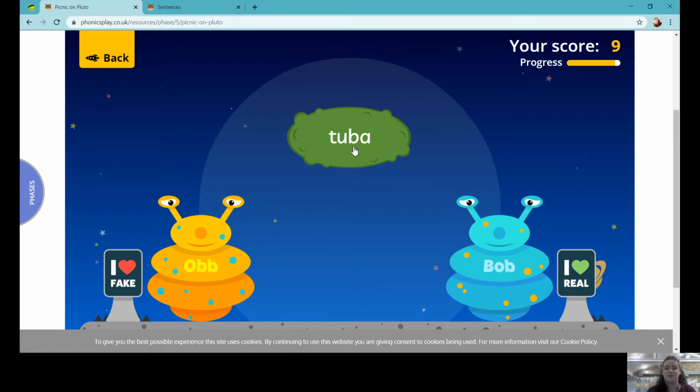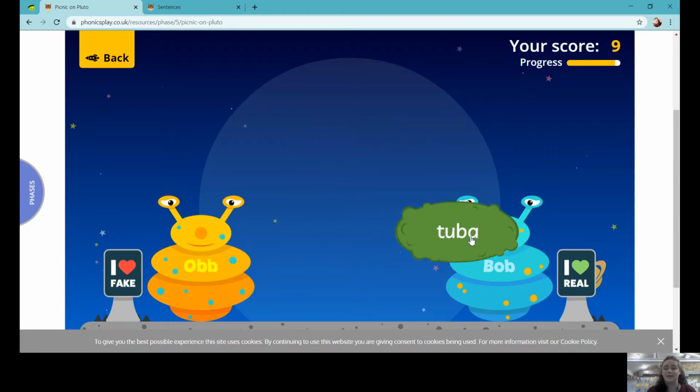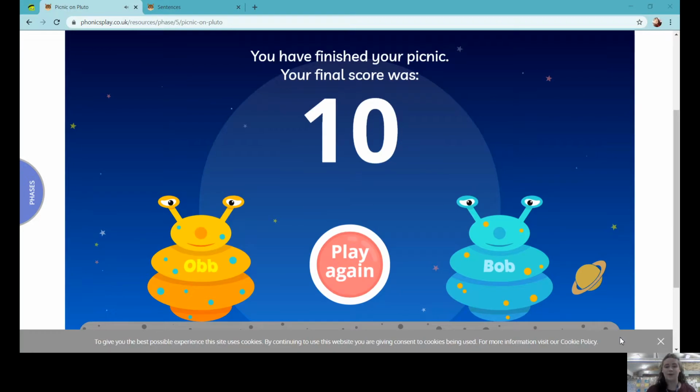Lovely. Tuba. Is tuba a real word or a nonsense word? It's a real word. It's a type of instrument. Okay, now that we've read some words with our new oo in them, it's time that we spell some words with our new oo in them.